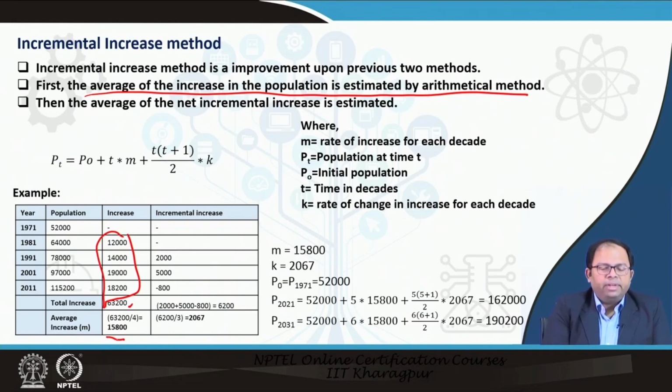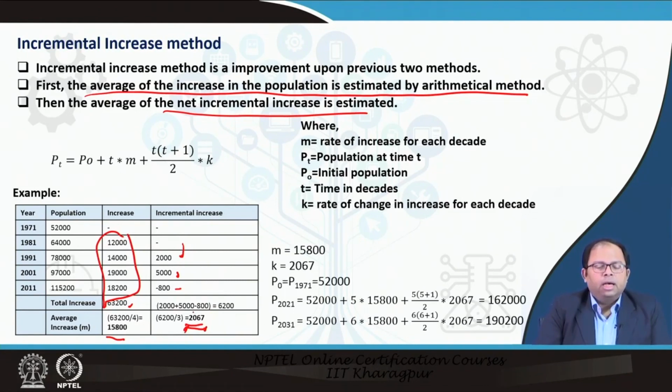15,800, and then the net incremental increase is also estimated. So, here we look at how much change is happening every year between the 2 years. We can see that there is a change of 2000 in the amount of increase, then for the next year there is 5000, then there is a negative change, then we take the average of this and we get an average increase of 2067.